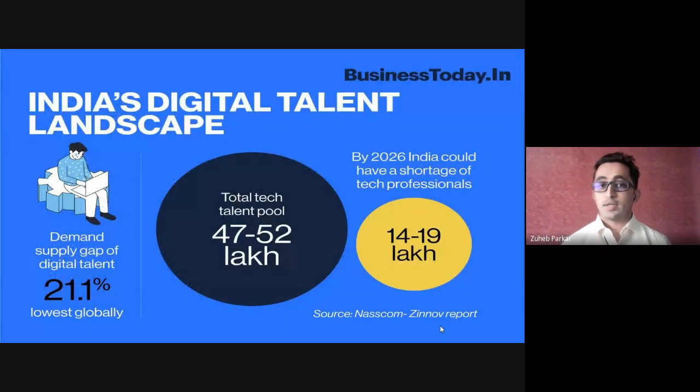If we look into the digital talent space, the total tech talent pool year by year is 47 to 52 lakh. These are engineering graduates, and I'm not talking only about computer engineering but the whole talent: mechanical engineers, instrumentation engineers, MCA, master of science in computer science. But the jobs in the market are so many that there is a supply gap of 21.1%, and if this continues, by 2026, that is in the next 5 years, India will face a shortage of almost 14 to 19 lakh techies.